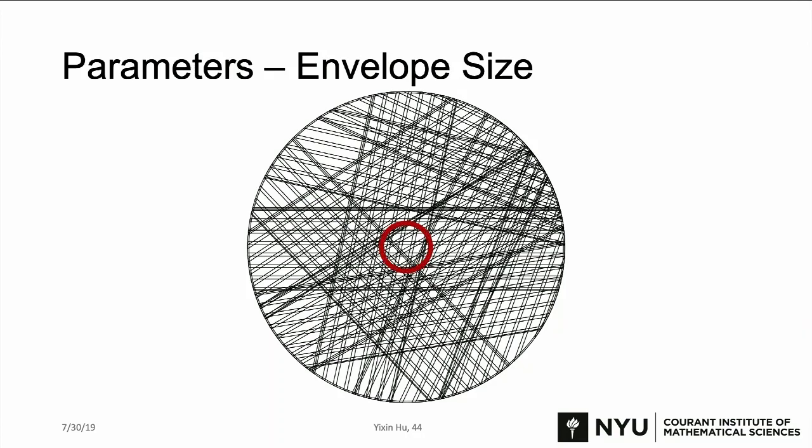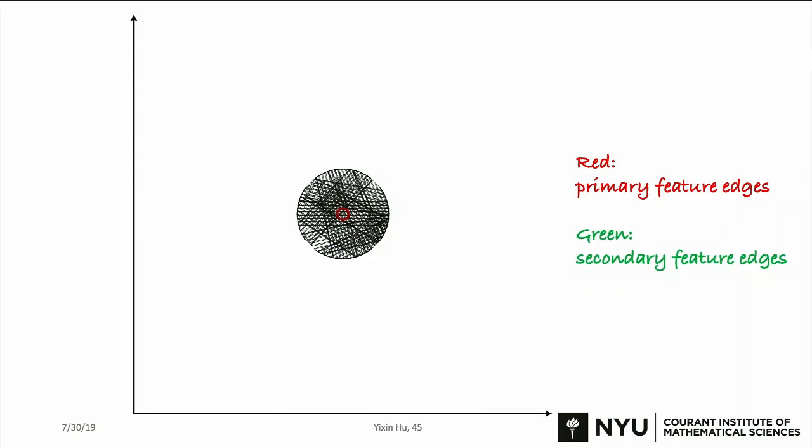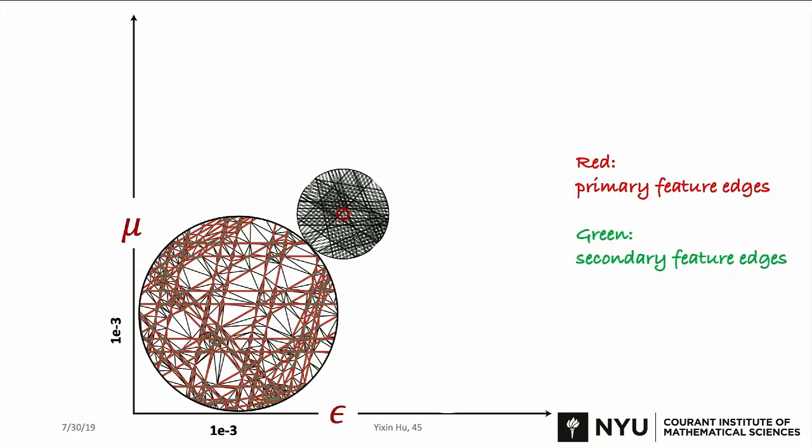Let's focus on the middle of this model, full of straight lines. Here I'm going to show the close-up of output using different parameters one by one. The x-axis is for epsilon, the y-axis is for mu. When both parameters are small, most input curves are preserved as primary feature, marked in red here, and the green secondary feature edges are close to the input.